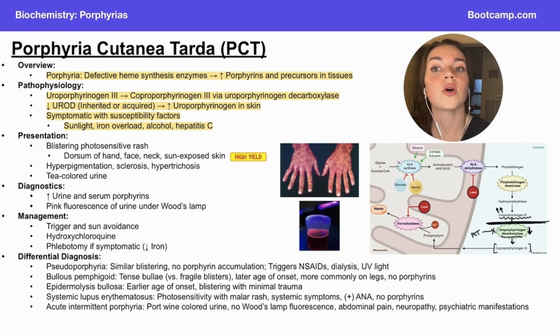So what is the clinical presentation of PCT? A blistering photosensitive rash on the dorsum of the hands, the face, neck, and sun-exposed skin is really the hallmark of this disease.